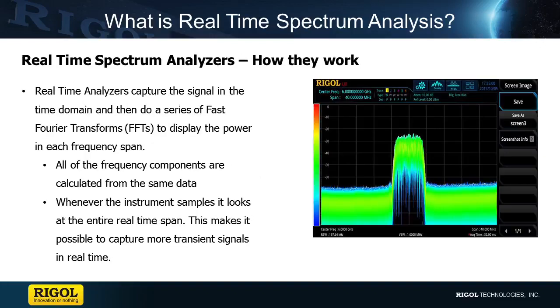A real-time spectrum analyzer captures the signal in the time domain. This single, continuous data capture is then separated into different frequencies using fast Fourier transforms. The combination of these FFTs creates a single scan across the entire frequency range from a single set of underlying data. Because the instrument is capturing all of the frequencies of interest at once, it is able to capture more transient signals. Let's look at an example monitoring the 2.4 GHz band.